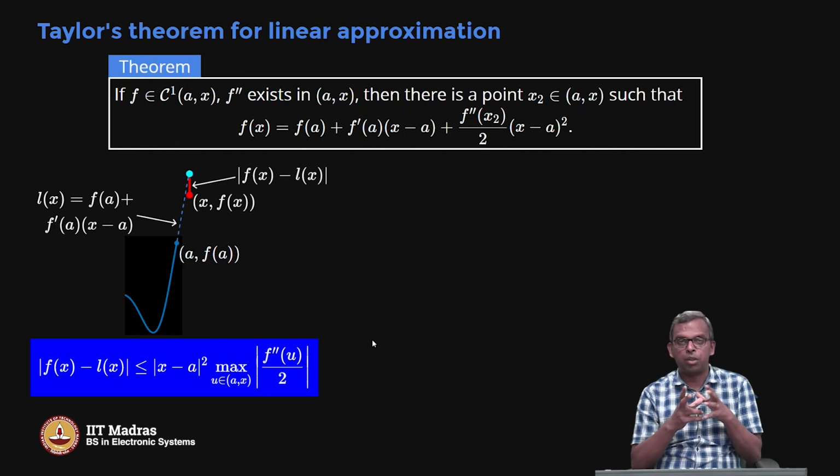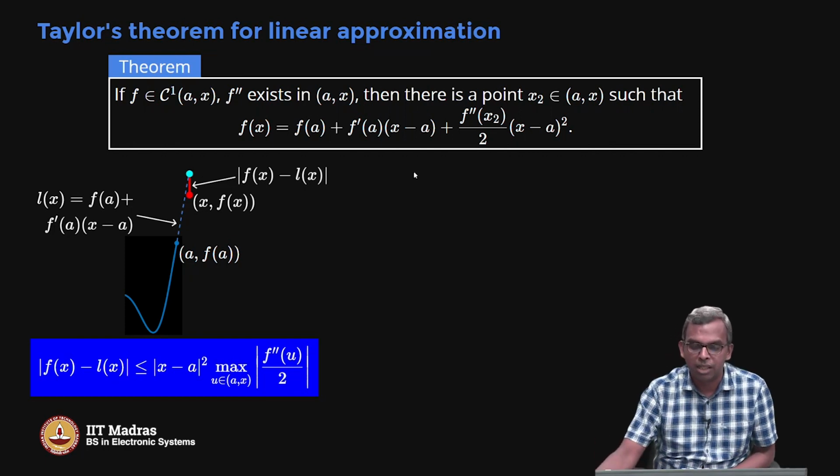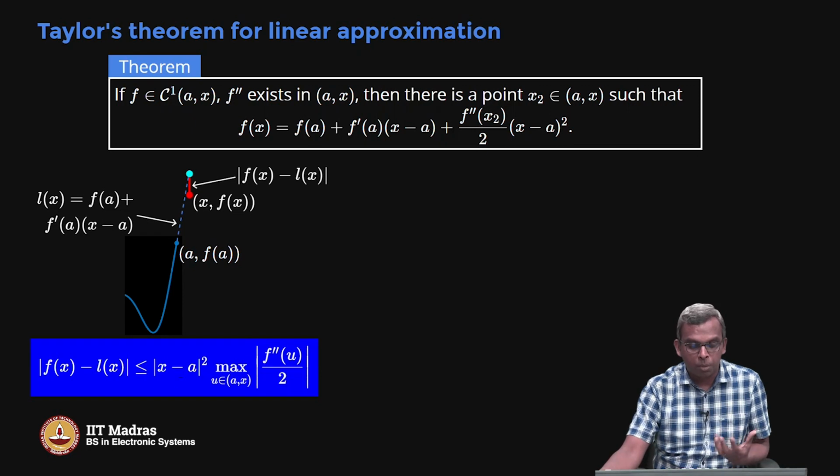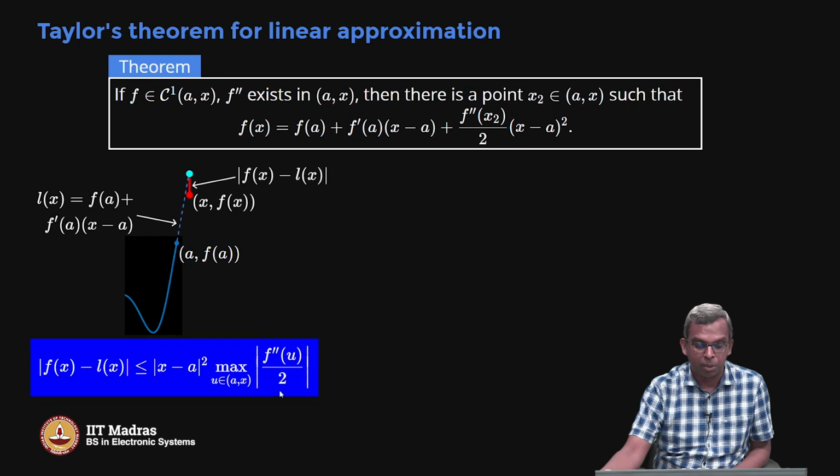So this is the spirit of the theorem. I hope you understand this. It's slightly more complicated than a simple mean value theorem. The best way to view it is to say that I'm going to try and approximate f of x by a linear function. What is the error? The error, it turns out, is f double prime of x2 by 2 times x minus a whole squared for some x2, and this x2 I may not know. So to get a good bound, I'm simply going to max over u in a, x of the absolute value of f double prime of u by 2 times mod x minus a whole squared. Wonderful result on the error of linear approximation.